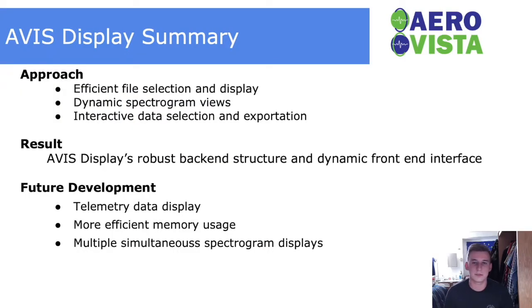So as you saw in the demonstration of the AVIS display, the software is capable of tackling at least a portion of this data management issue which comes up during mission operations. In future development, we hope to incorporate a telemetry data display to allow the scientists to view the region of the Earth that the data was taken from. We also are looking for more efficient memory usage, as the sample lengths will be lasting multiple minutes long, and incorporating the entire length of a sample into one spectrogram is quite memory intensive.